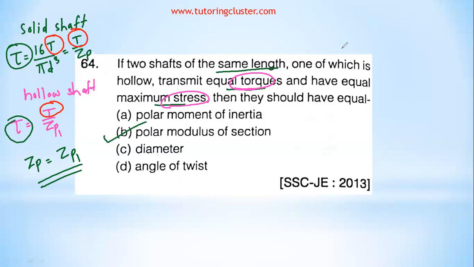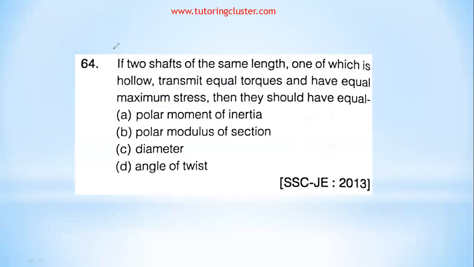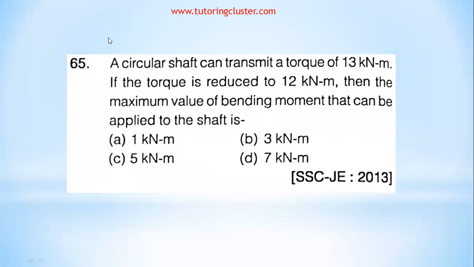Next, question number 65. A circular shaft can transmit a torque of 13 kilonewton meter. If the torque is reduced to 12 kilonewton meter, then the maximum value of bending moment that can be applied to the shaft is.